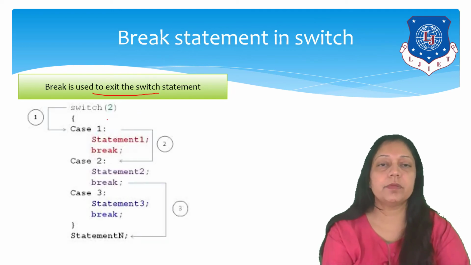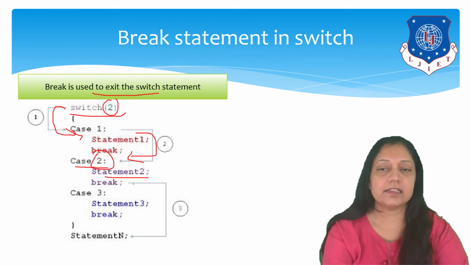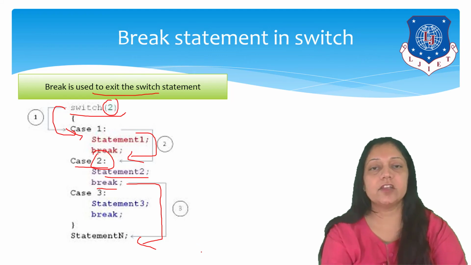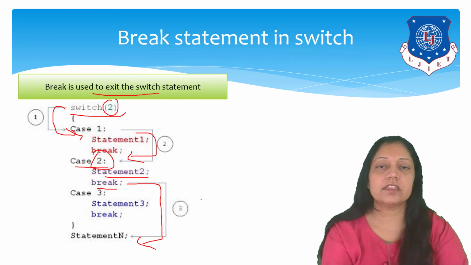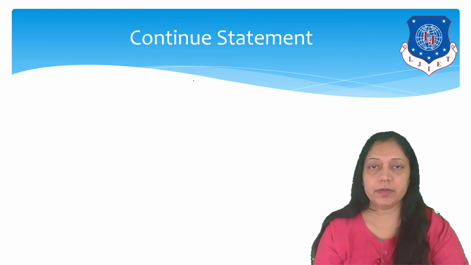Let's understand this with a simple diagram. I have switch in bracket 2. So your compiler will come to the first case, case 1. Since the value 2 is not equal to 1, it will go to the next case. So this value 2 is equal to the case value 2. Statement 2 is executed and then we have written break here. So break is executed means it will come out of the switch statement and execute all the statements outside the switch.